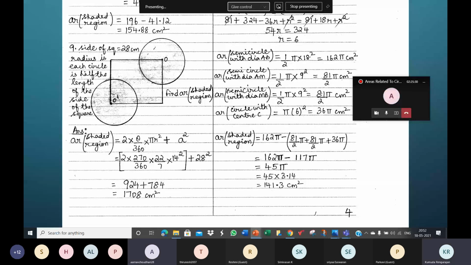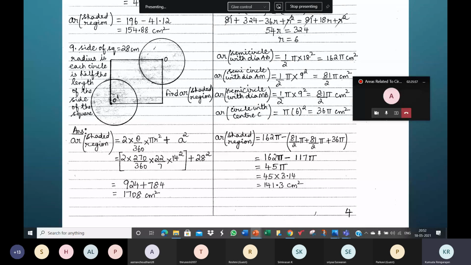Ma'am, is it 198.6 centimeters? Are you giving me the answer for the area of the circle? Area of the quadrant. Oh, area of the quadrant. One minute.